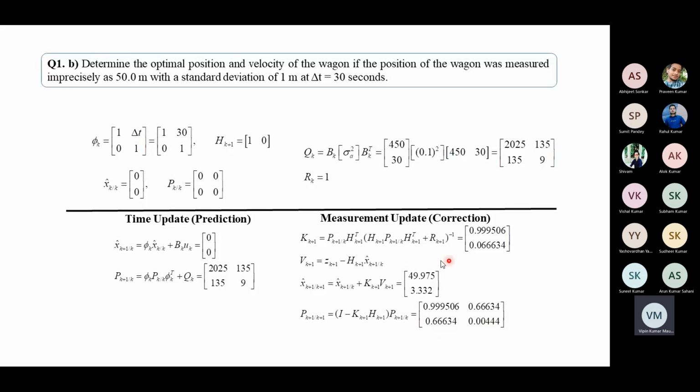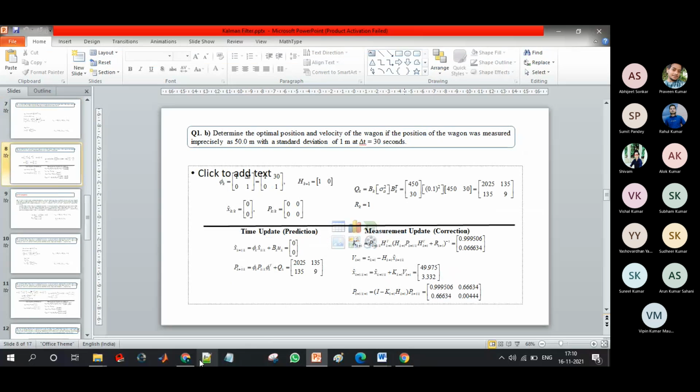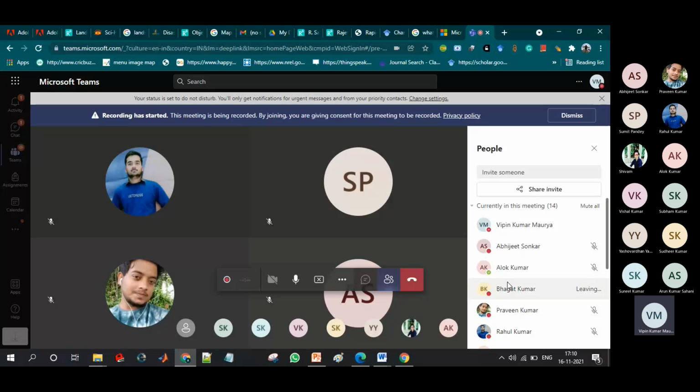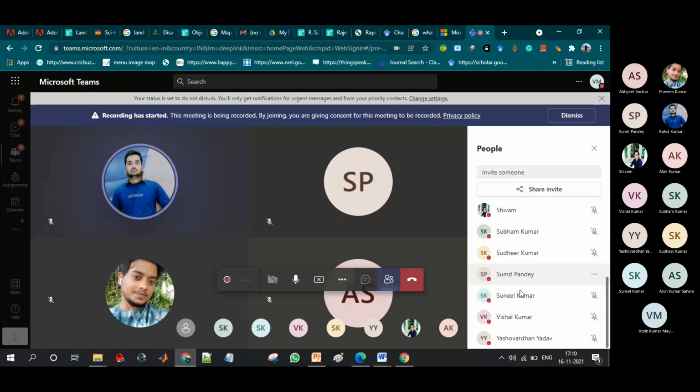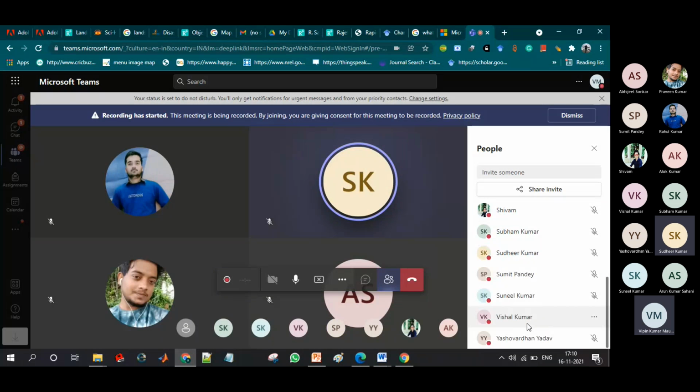So is it clear to everyone? Rahul? Yes, sir. Clear. Ruchi? Sudhir? Vishal? Yes, sir. Clear, sir.